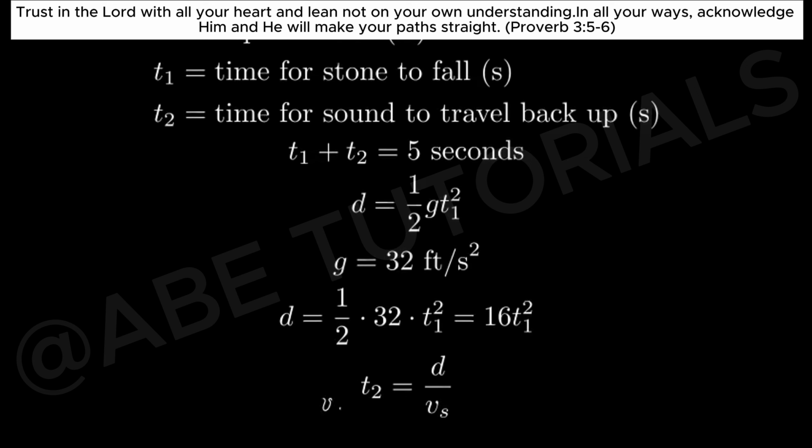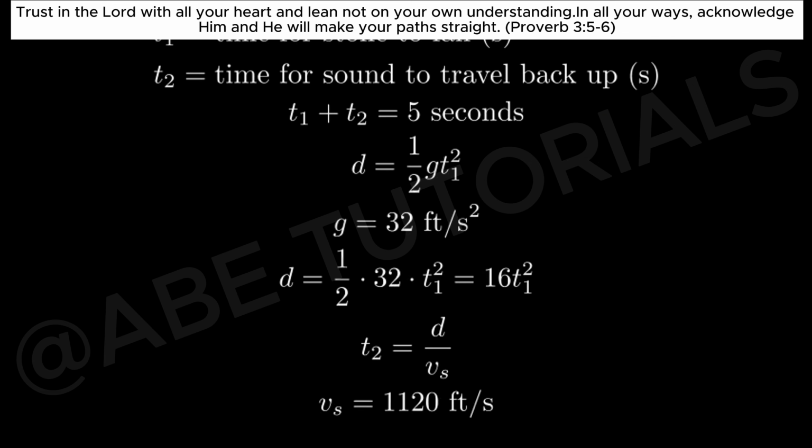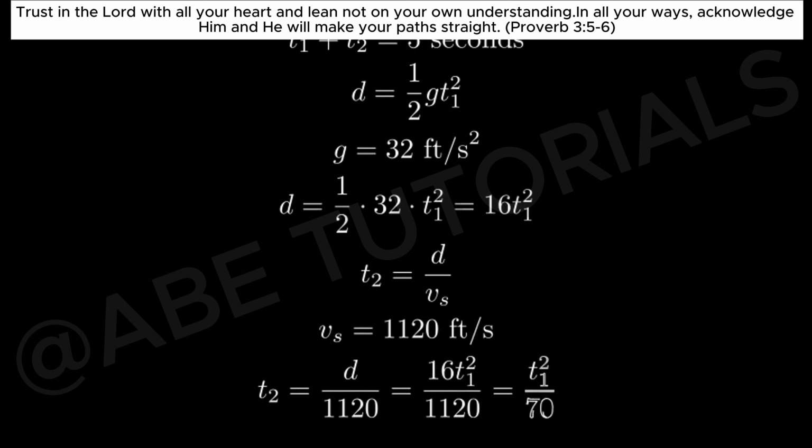For the sound, we know it travels at 1,120 feet per second. Using the basic formula distance equals speed times time, we can say t2 equals d divided by 1120. Since we already have d in terms of t1, we can substitute. t2 equals 16 times t1 squared divided by 1120, which simplifies to t1 squared divided by 70.